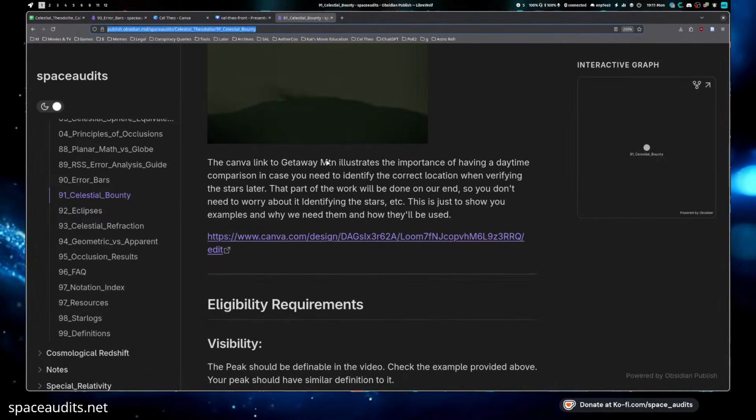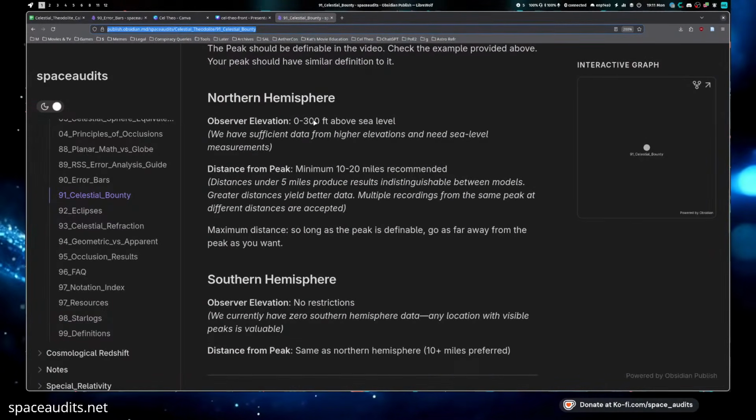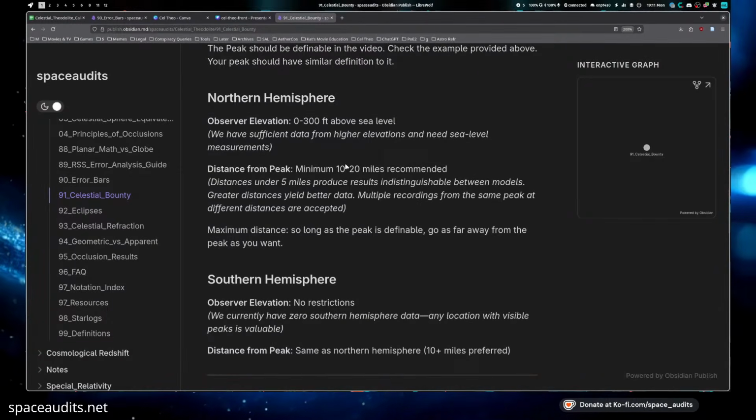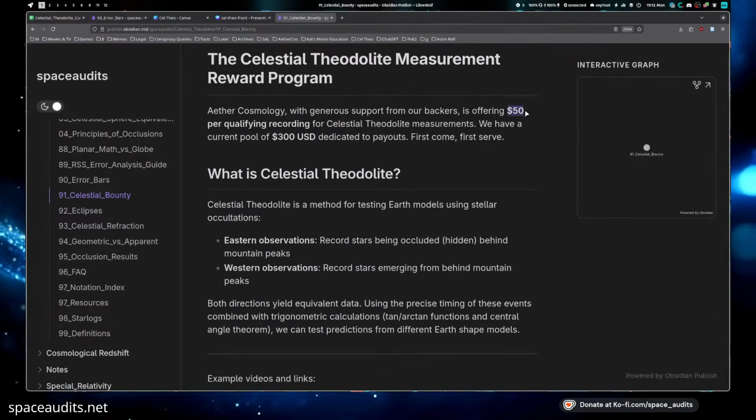If you live in the northern hemisphere, you need to be 300 feet or lower with respect to sea level, and you can be up to 10 to 20 miles away from a peak. Go get some measurements for us, send us the videos, and we will pay you $50 per measurement. So you could do like 20-mile or 10-mile intervals, starting at 10 miles away and then going 20, 30, whatever. You can record as many videos as you want per night for the occlusions, and you will get $50 per video. For those, we have a $300 pool set up.